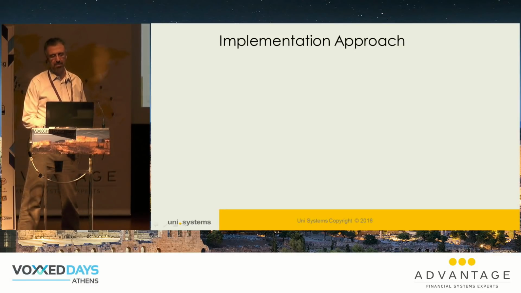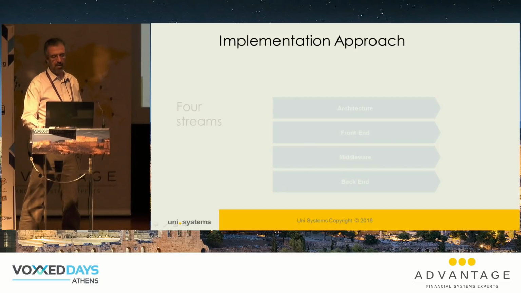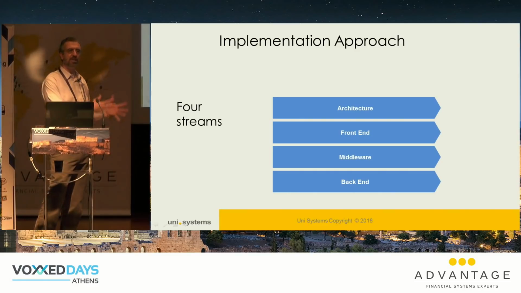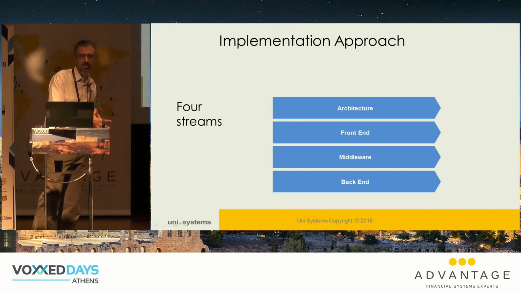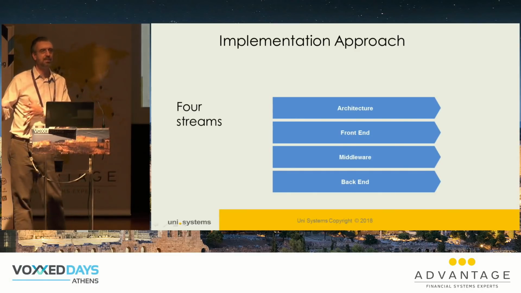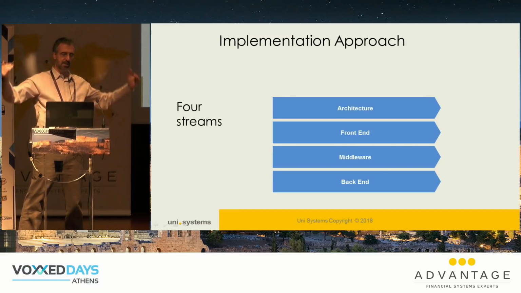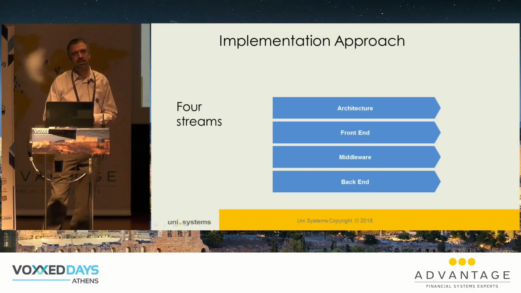So, slowly wrapping things up. What was the implementation approach that we used? There were a total of 4 streams. There was the front end that was dealing with the UI experience. There was the back end that was decomposing the monolithic mainframe transactions. And the middleware, which was everything that I showed you, plus an overarching stream that was the architecture, making sure that the other 3 streams are aligned.